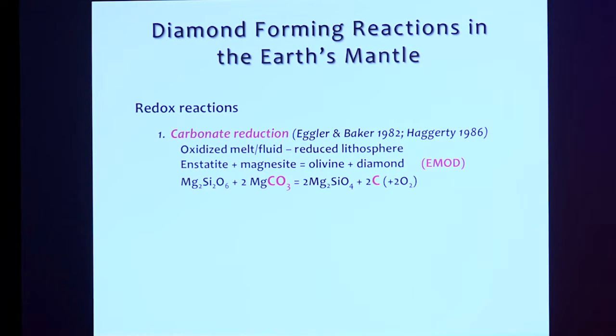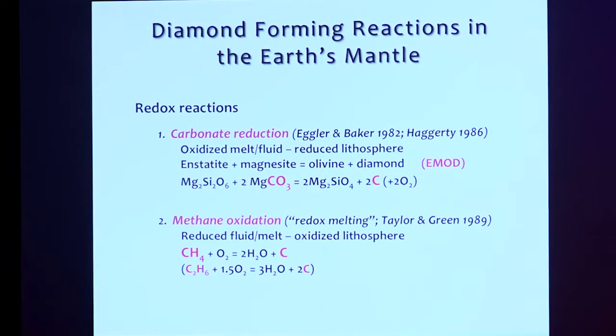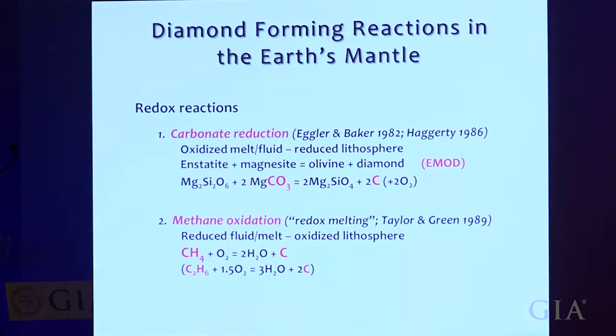And the other end member reaction is exactly the opposite. Here, the lithosphere is the oxidizing part, and we have deep mantle fluids ascending that are methane-rich. They react with this more oxidized lithosphere that is then an oxygen donor, and we can make diamond and water.